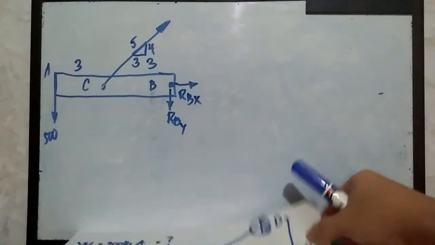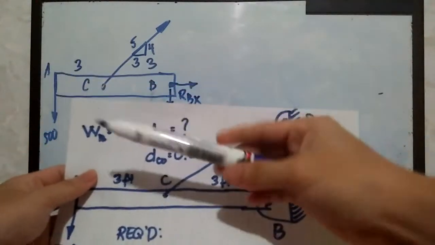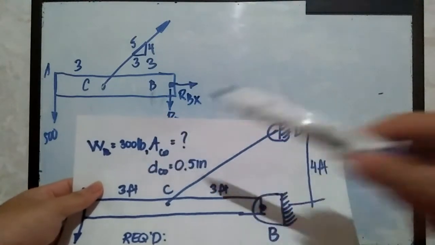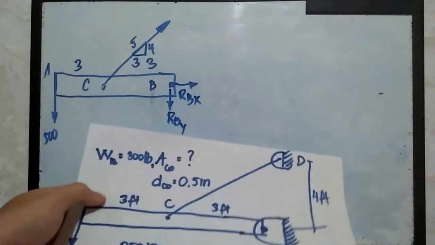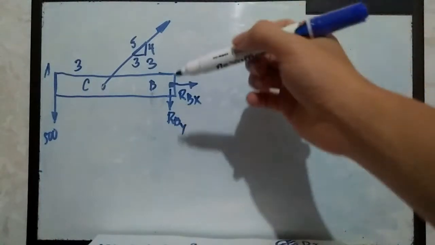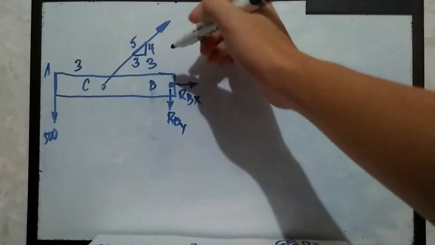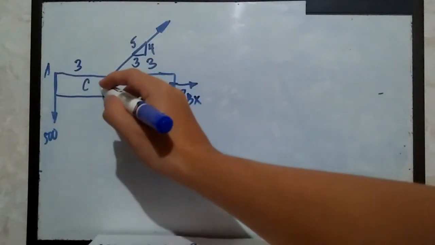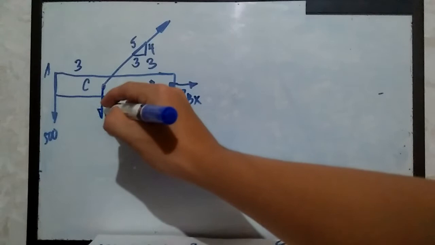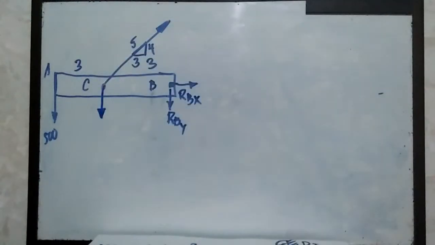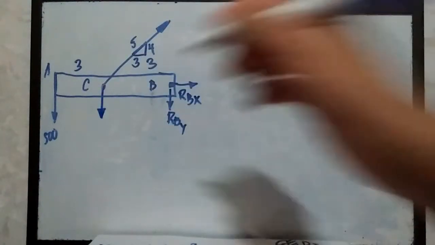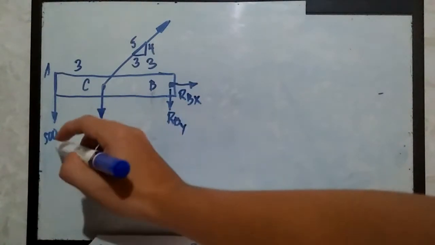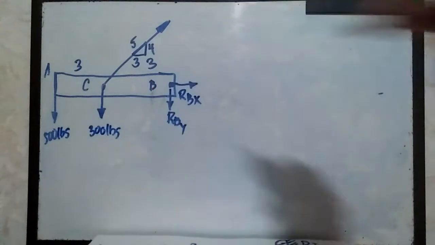And don't forget, we have the weight. We have the weight of the bar equivalent to 300 pounds. And where should we put that 300 pounds? Obviously, it should be at the centroidal axis of this whole structure, which is here at the midpoint. That is where the weight of that bar is concentrated. So this is 300 pounds. And this one is also 500 pounds.